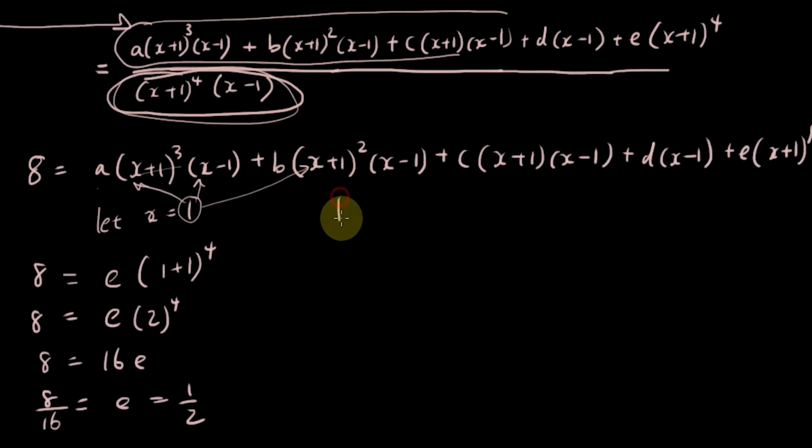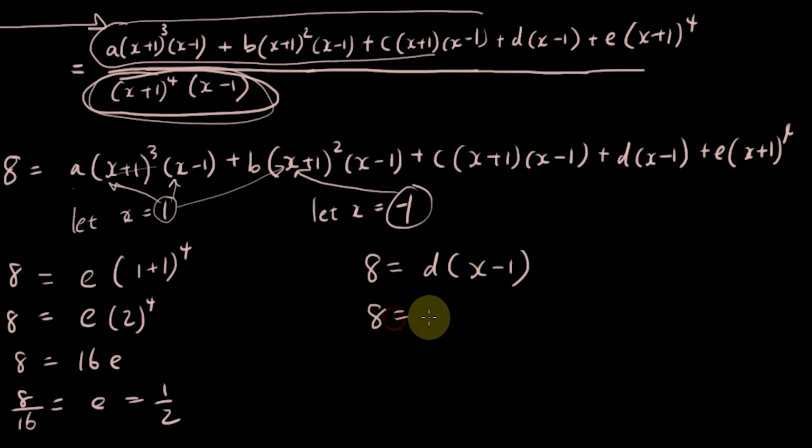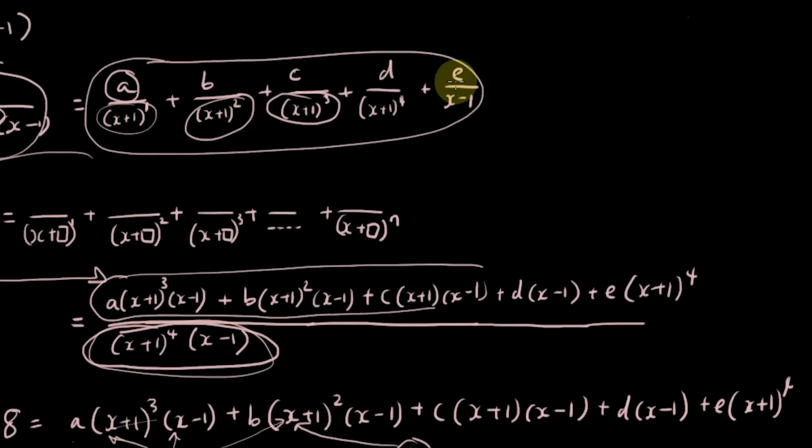That's easy to find. Okay, let x equal -1 now. That should help us find something else. So when x is -1, anything with x plus 1 in it is now 0, because -1 plus 1 is 0. So anything with x plus 1 is gone. So that means I have 8 equals d times x minus 1. If I try and solve that, -1 minus 1 is -2, so 8 equals d times -2. So d equals 8 divided by -2. D equals -4. So I found 2 of them, D and E. D is -4. E is a half.